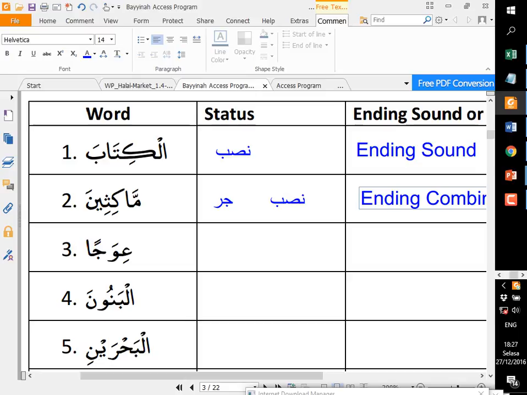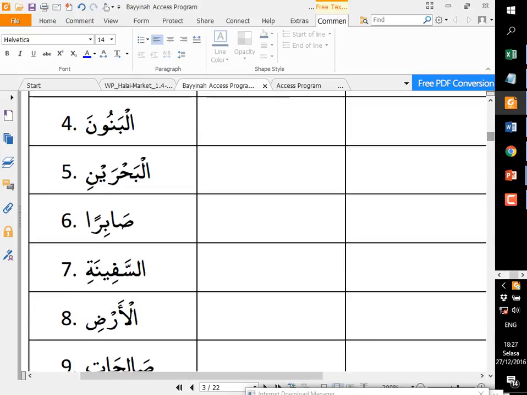So let's continue for number 3. Iwajan. Nasab, right? Nasab, and it is ending sound. Yeah, singular. And for number 4, Albanuna. Yes, you can take a look at your notes, Rafa, and it is for, yes, plural, ending combination.